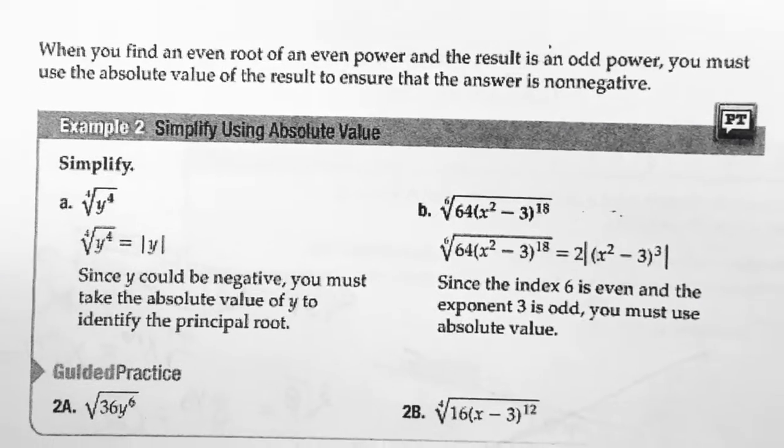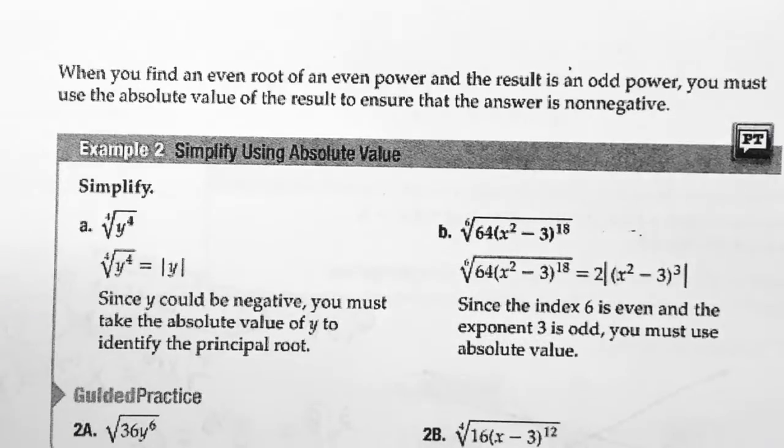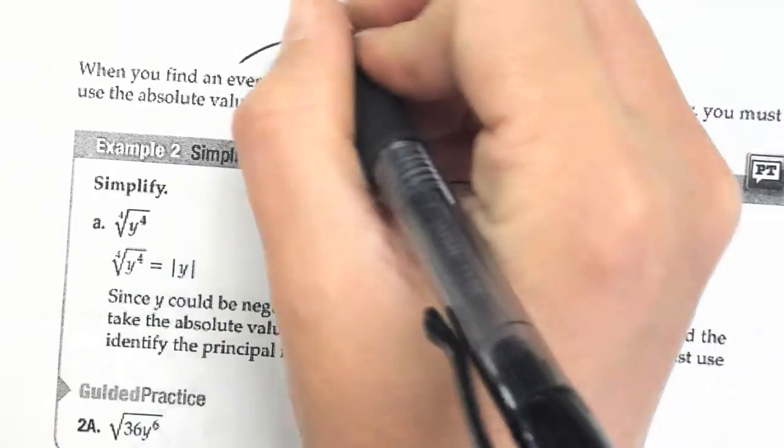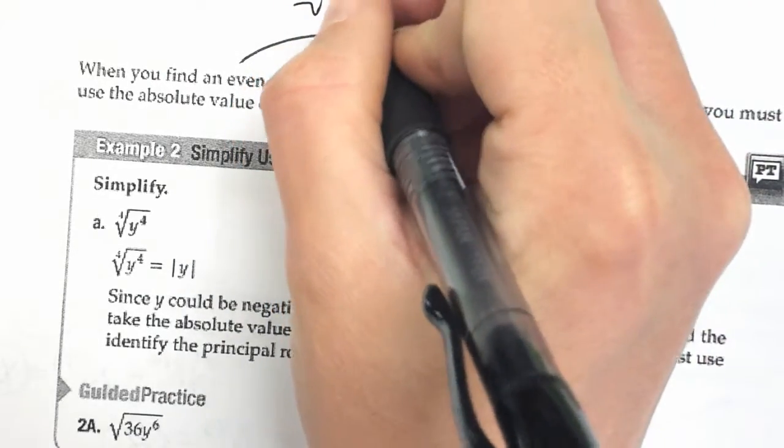Alright. Now we're just going to add one little thing, one rule to it. When you find an even root of an even power, write this example above it so that way you can remember. Say if we had the 4th root of x to the 4th.